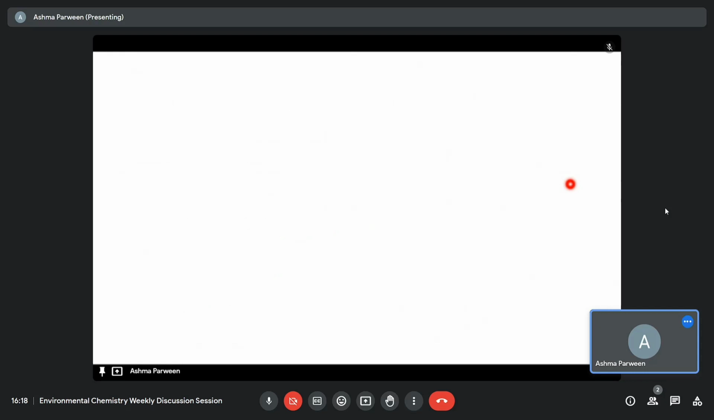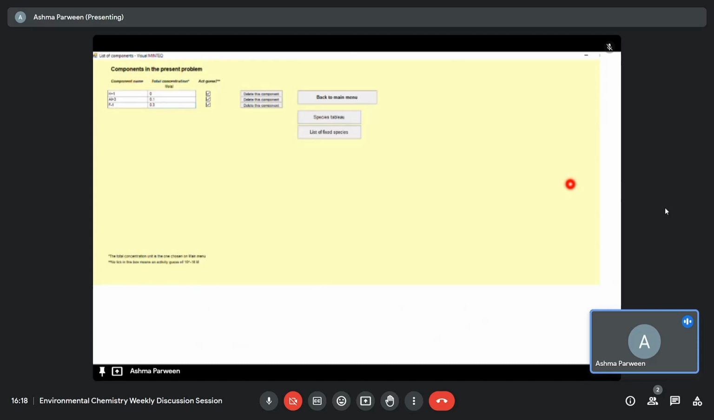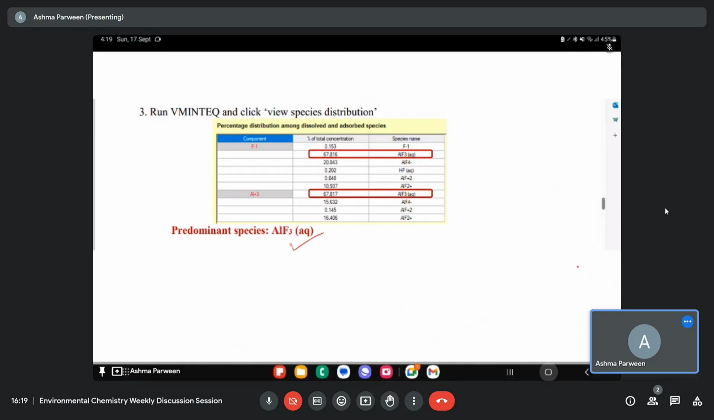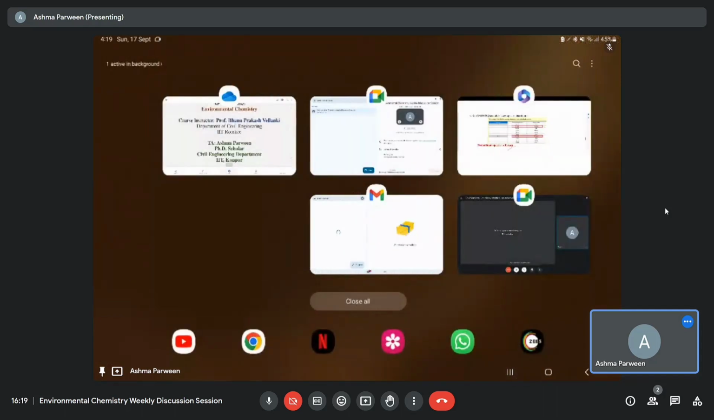So let's see. So here we have added H plus, Al3 plus, F minus, and after running and fixing the pH at 3 and running MINTEQ, we are getting that at pH 3, AlF3 aqueous is the dominant form. So let's see for pH 7. Okay, let's go to MINTEQ and solve this.